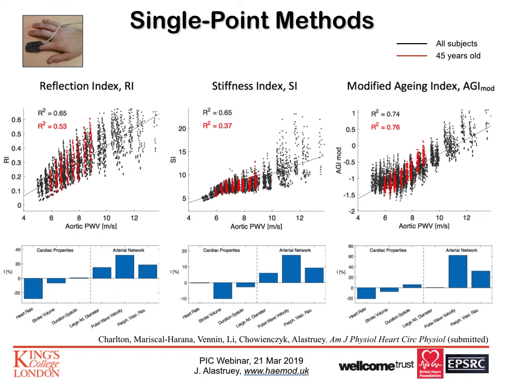So this in silico assessment of PPG-derived indices for assessing aortic stiffness indicates that, first, clinical studies should investigate the utility of indices over a small age range as well as over the entire cohort, indicating the potential utility of indices for stratifying patients. And second, the modified aging index may provide best performance for stratification of middle-aged patients, although this should be confirmed in vivo.